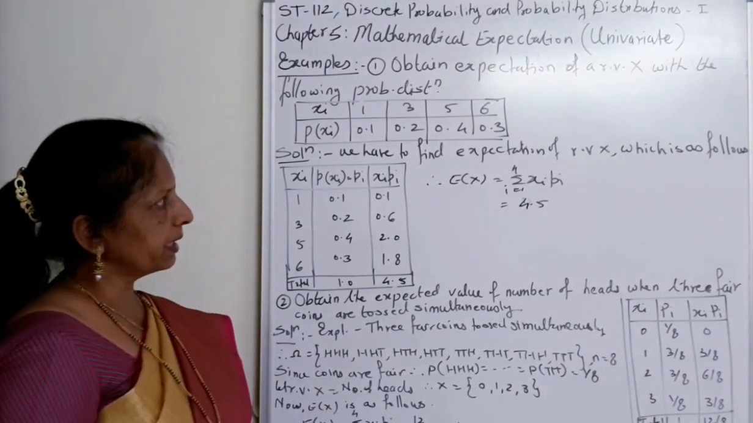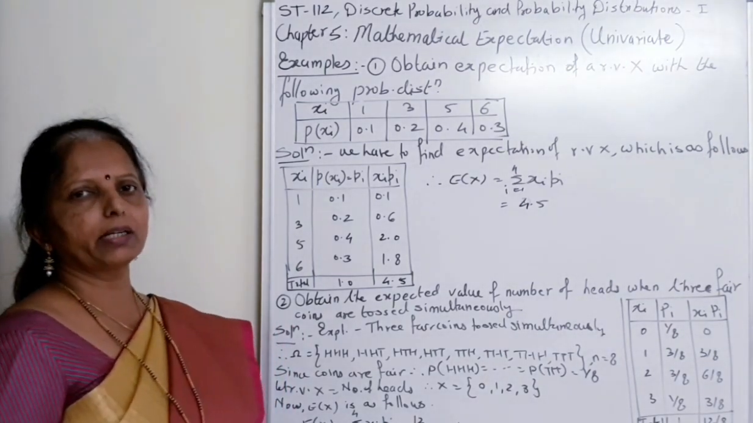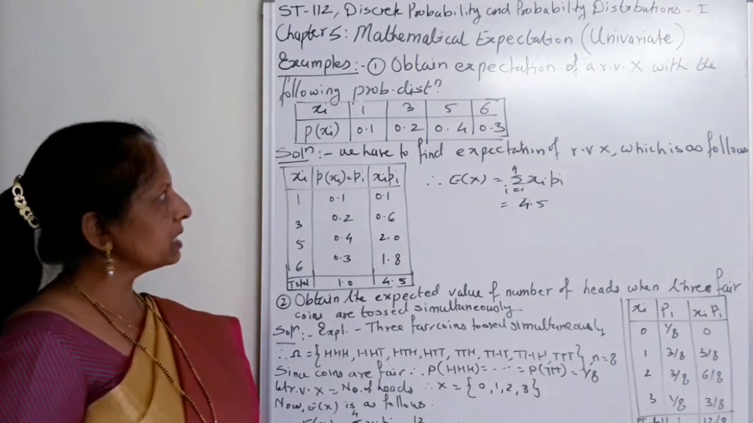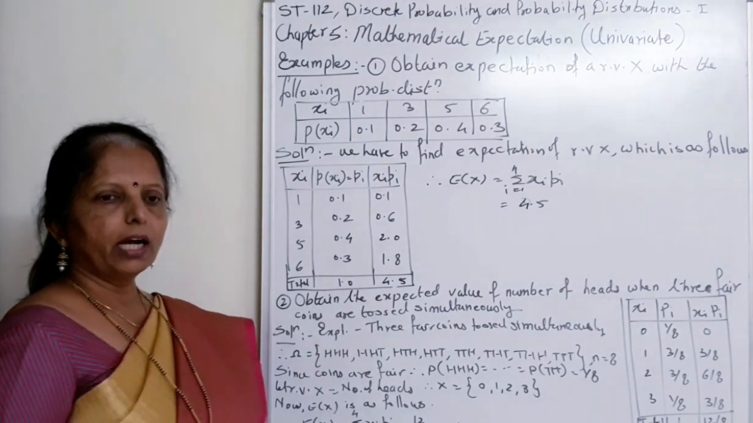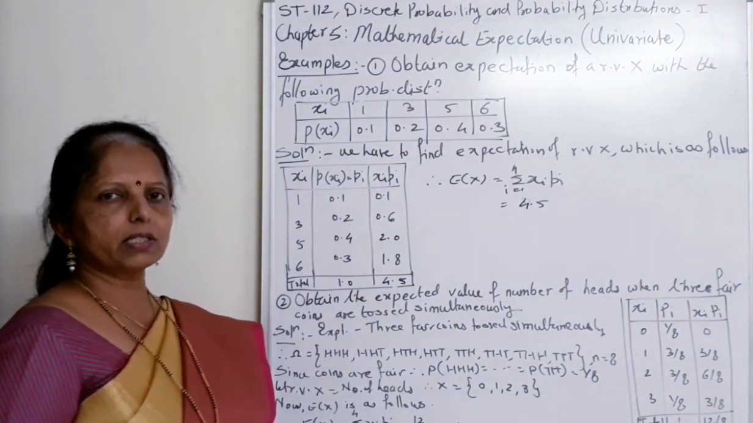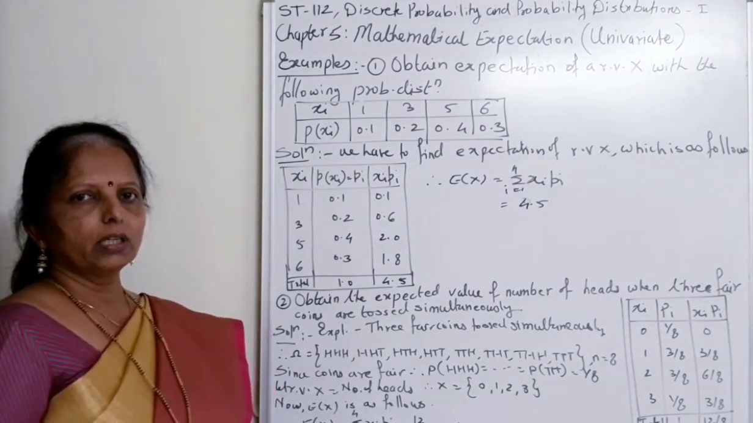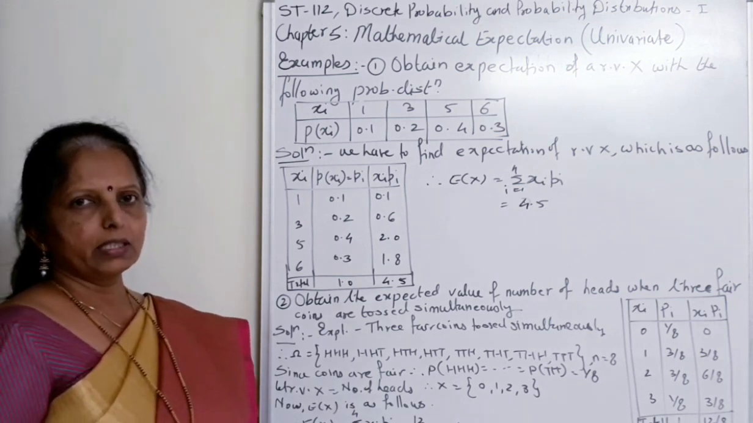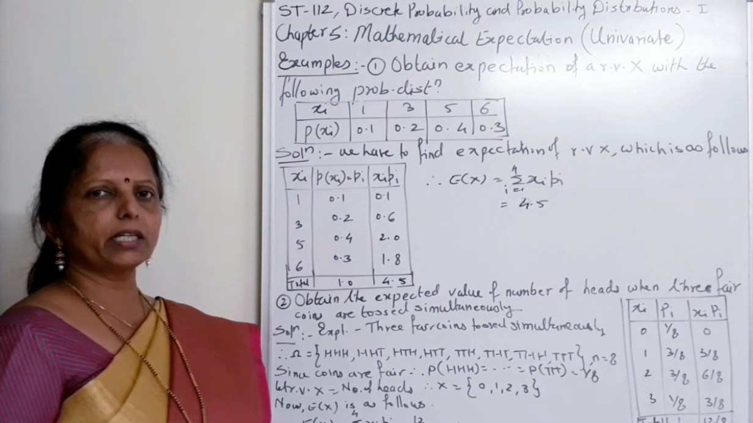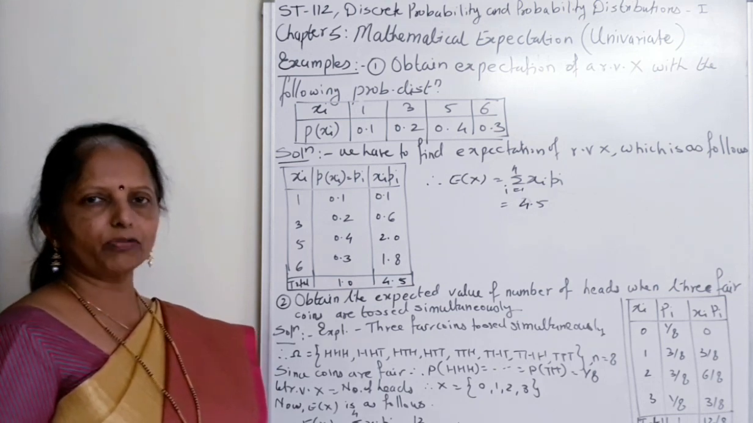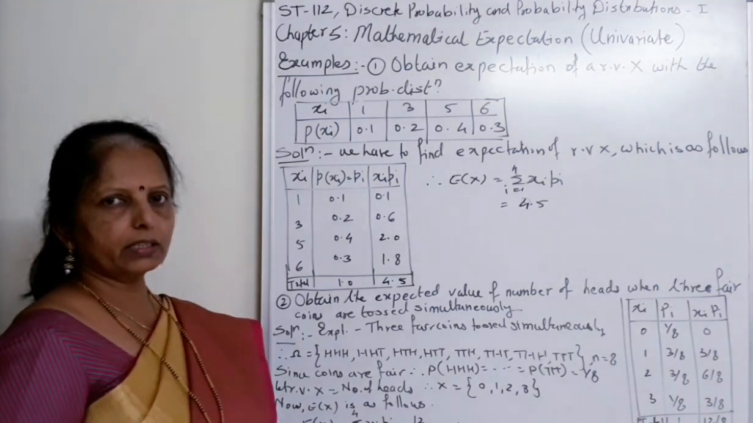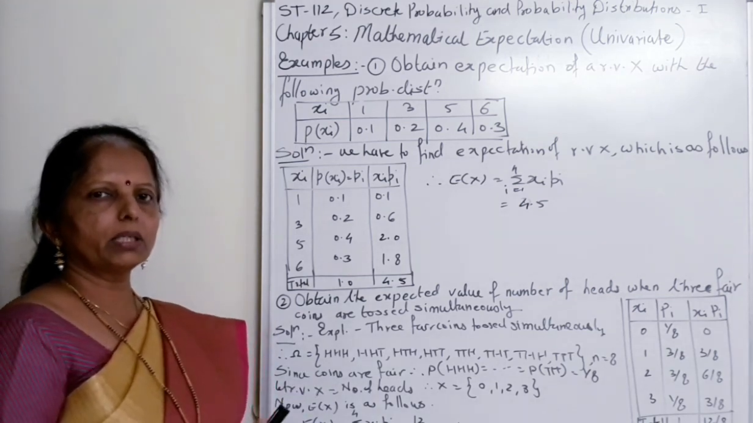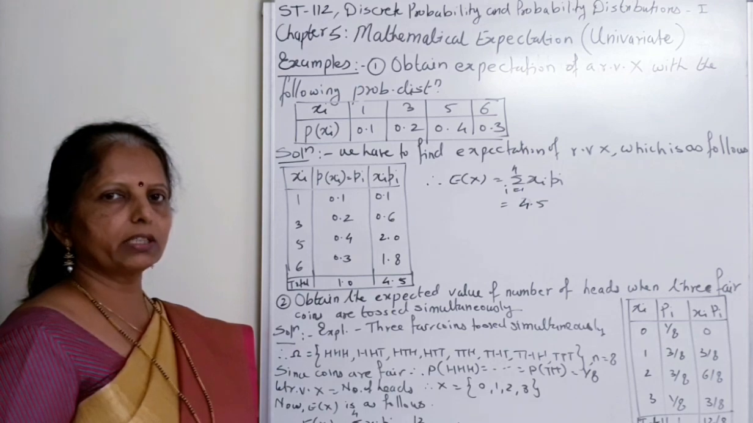Expectation of a random variable x, or expected value of a random variable x, or mean of random variable x, that is 4.5. And we can check ourselves whether our answer is correct or not. How can we check? We know that mean is a measure of central tendency. Since it is a measure of central tendency, it should occur at the center of the data, not exactly at the center, but near to the center of the data.